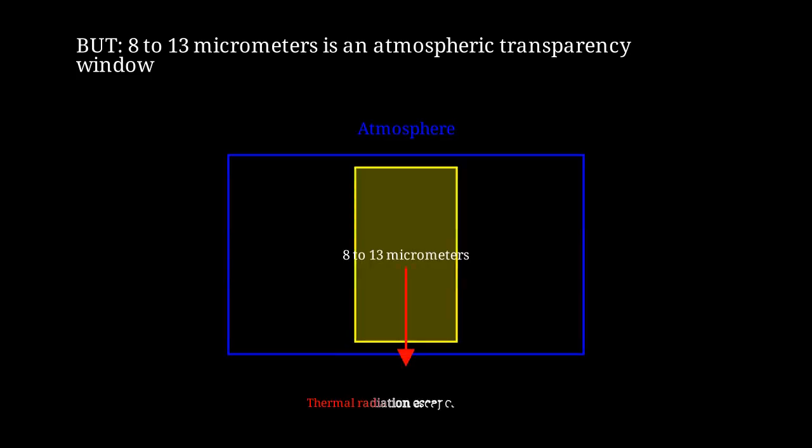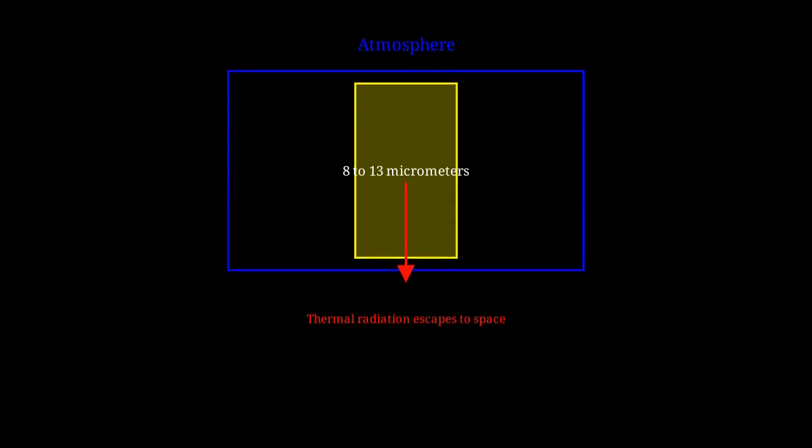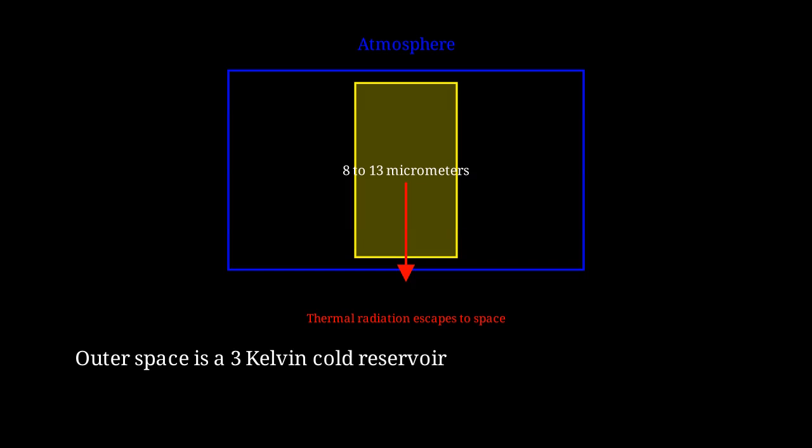Think of the atmosphere as a thick blanket with a hole in it. Wavelengths between 8 and 13 micrometers can pass through this hole and radiate directly to outer space, which is at approximately 3 Kelvin. This is extraordinary. We have access to a cold reservoir at 3 Kelvin, the cosmic microwave background temperature, right above our heads. Now we can state the design requirements for a perfect radiative cooling surface.